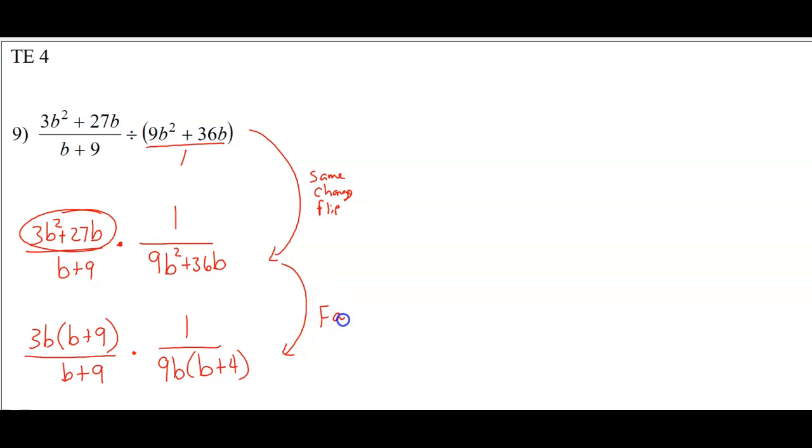Step 2. So same, change, flip, factor, and now we can go ahead and start canceling some stuff off. So like the b plus 9 here and the b plus 9, those go away. Now at the moment I don't see anything else, so that would give us this, but we can actually go a little further. So I'll show you what I mean in just a second here.